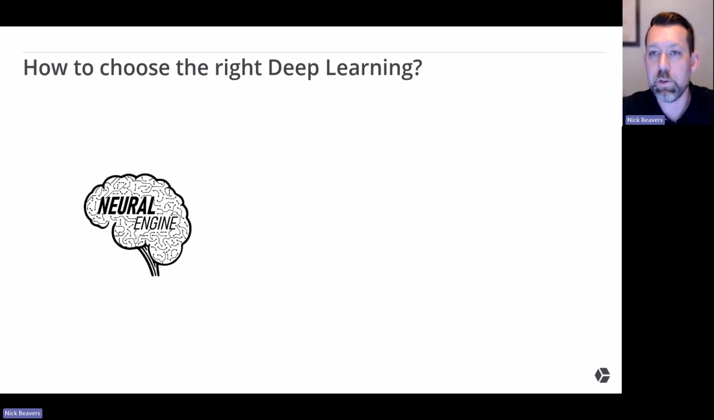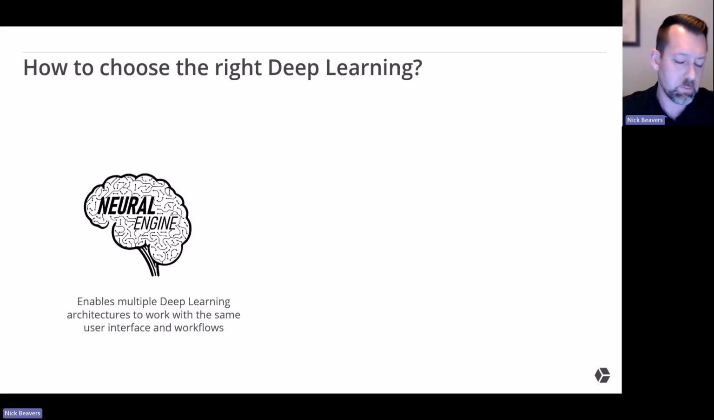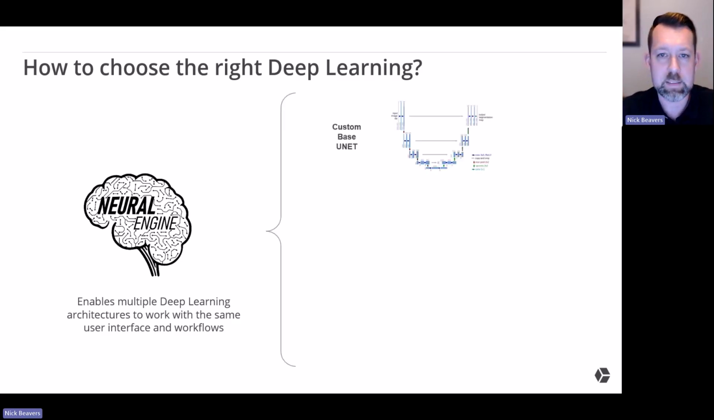So we developed something called the neural engine, and we did this on purpose. We felt it's too complicated for people to try to figure out what to use. They can go find freeware, but then you have the complexities of freeware, the challenges of freeware. So we developed what's called the neural engine. This enables multiple deep learning architectures to work with the same user interface and workflows. And what it combines is three that we believe to be currently some of the best architectures available for life science research.